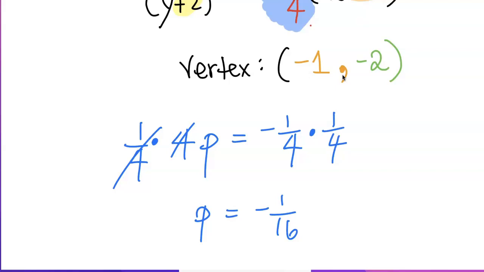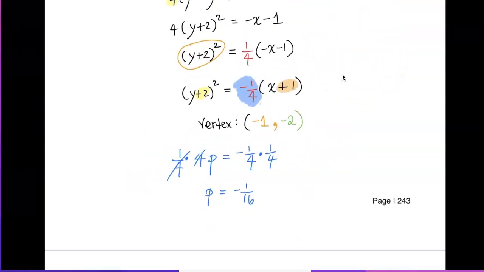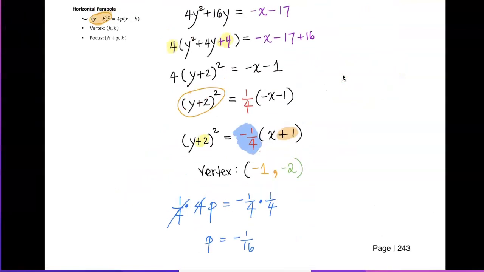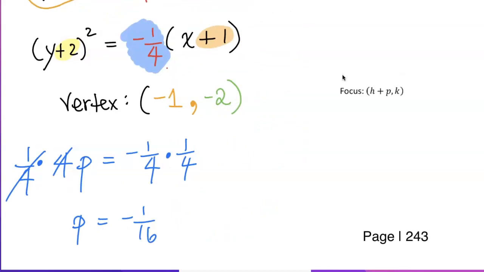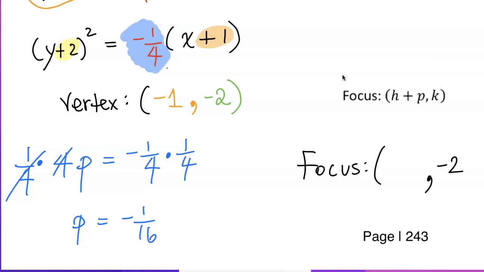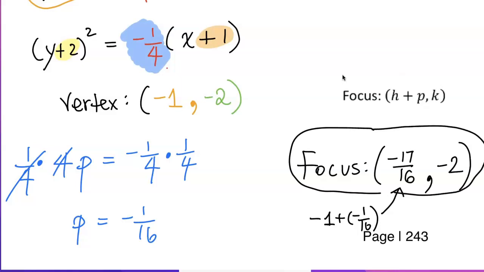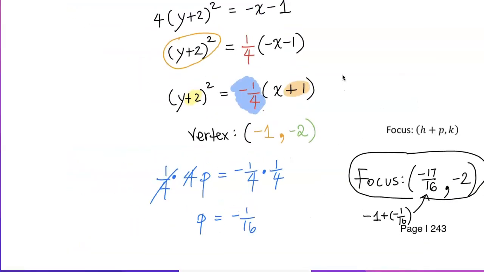Now, once you have the vertex and the p-value, well, focus is just one step away. Look, in order for you to find what the focus is, you just have to add that p to the x-coordinate of the vertex. So the y-coordinate will still be negative 2, but in order to find what that is, we need to do negative 1 plus negative 1 over 16. And that's going to be what? Negative 17 over 16. So that is how you can find the focus of the parabola.